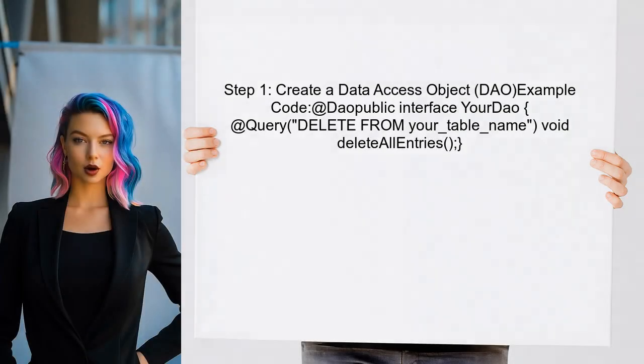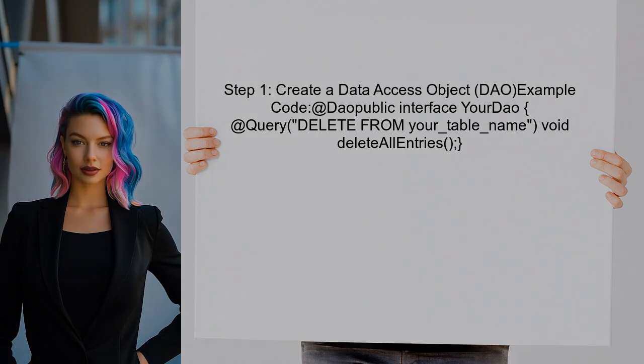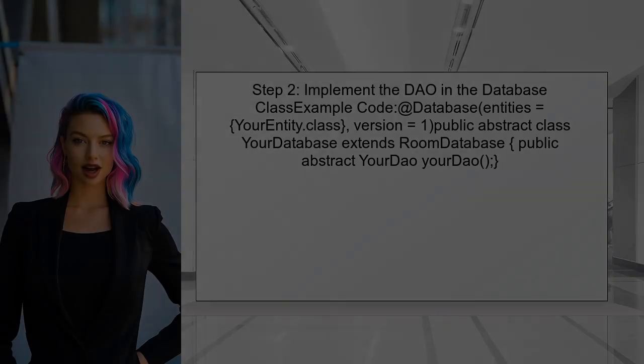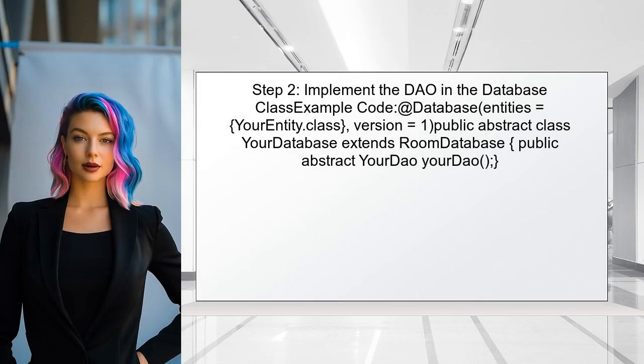To delete all entries from a specific table using the Room Persistence Library, the user should first create a Data Access Object, or DAO. This DAO will contain the method to delete all entries. Next, the user needs to implement this DAO in their database class. This is where the Room database is defined, and the DAO is linked to it.